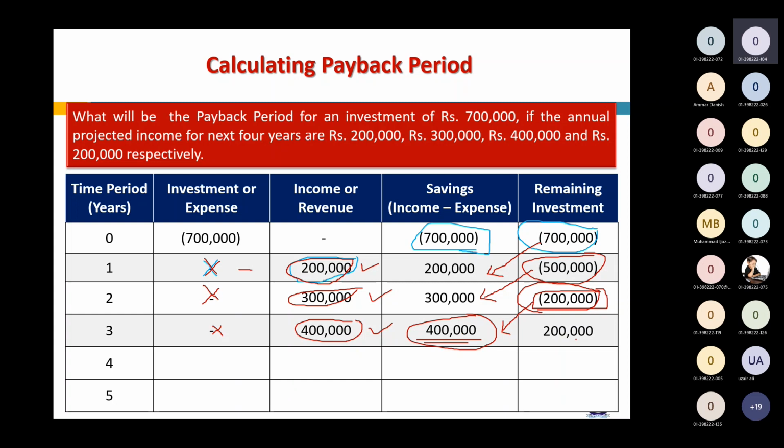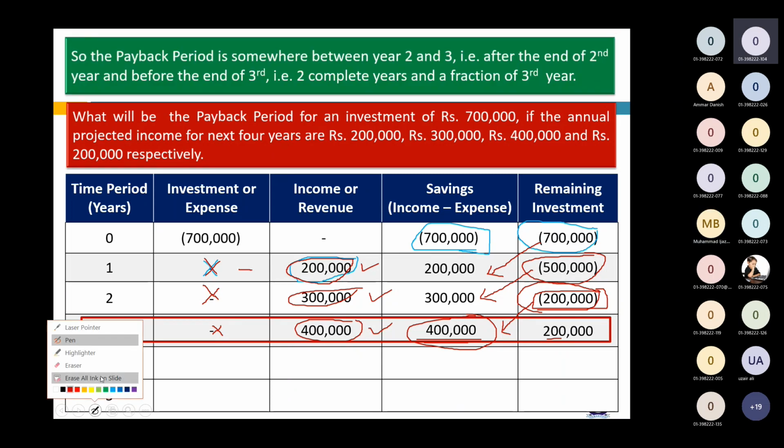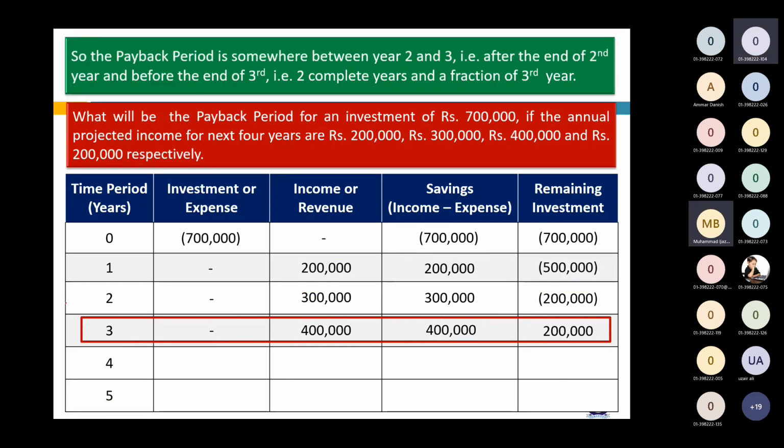Yes, sir. Okay, so that means I was able to recover my initial investment somewhere after the second year and before the start of the fourth year. That means somewhere during the third year, correct? Now, can someone tell me how would I calculate that some part or some fraction of the third year?